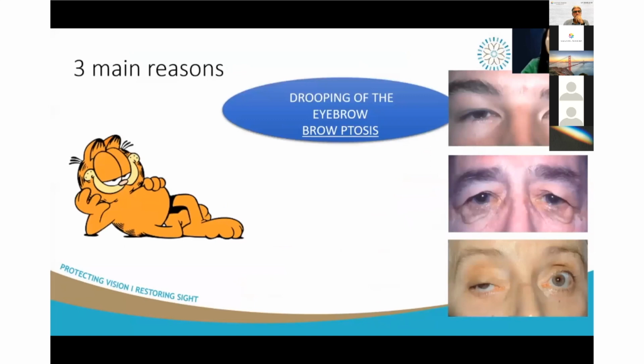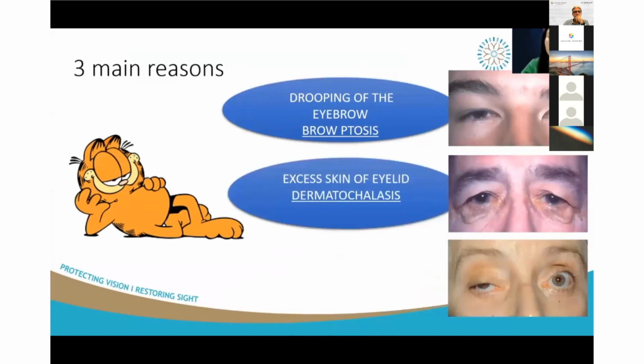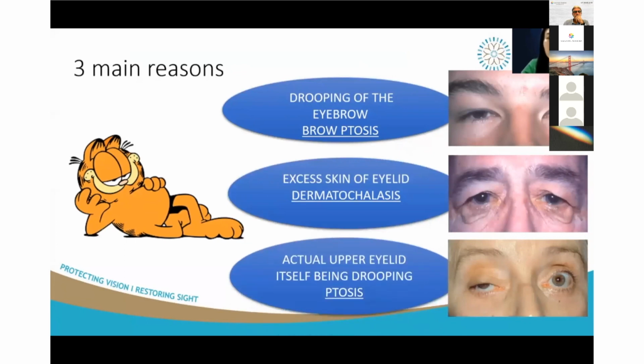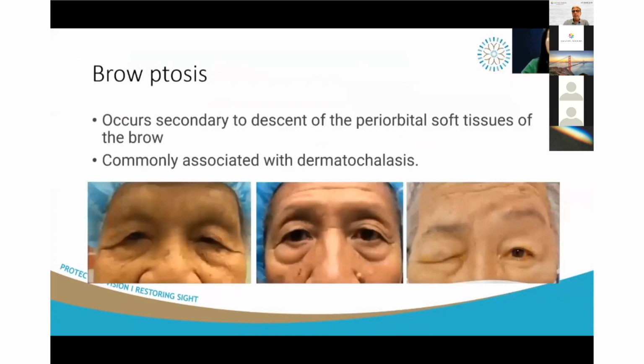There are three main reasons for droopy eyelid. First, drooping of the eyebrow, which we call brow ptosis. Second is excess skin of the eyelid, which we call dermatochalasis. Third is the actual upper eyelid itself being droopy, which is ptosis.